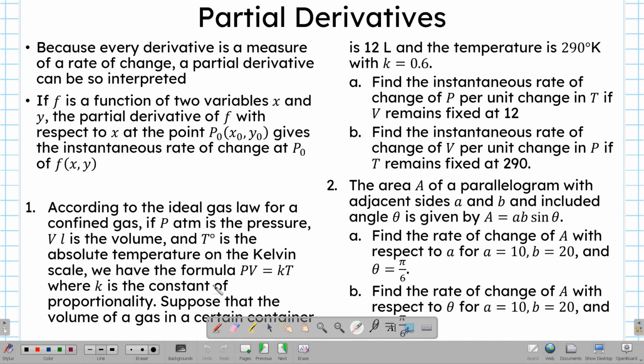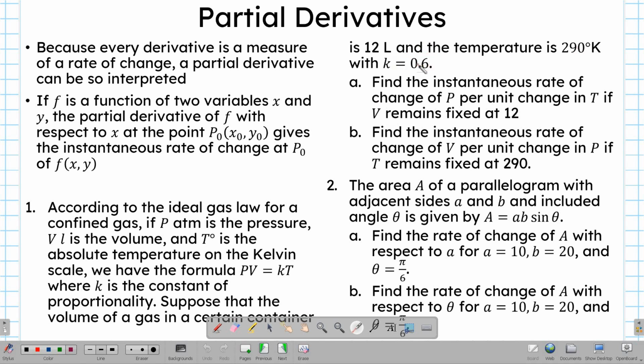Let's have a specific example. In number 1, according to the ideal gas law, for a confined gas, if P atmospheres is the pressure, V liters is the volume, and T degrees is the absolute temperature on the Kelvin scale, we have the formula PV is equal to kT, where k is the constant of proportionality. Suppose that the volume of a gas in a certain container is 12 liters, and the temperature is 290 degrees Kelvin, with k equal to 0.6.